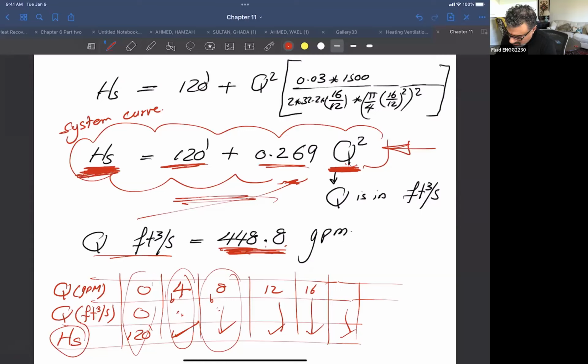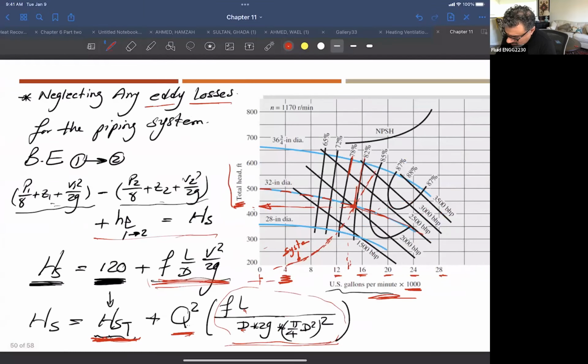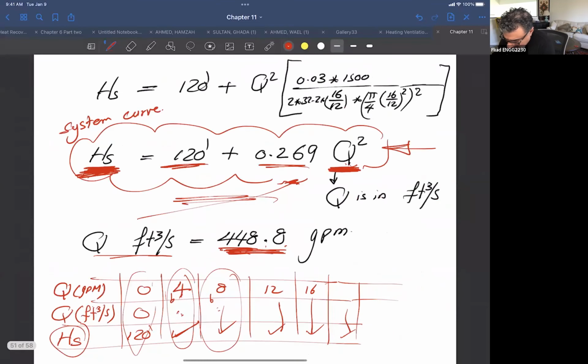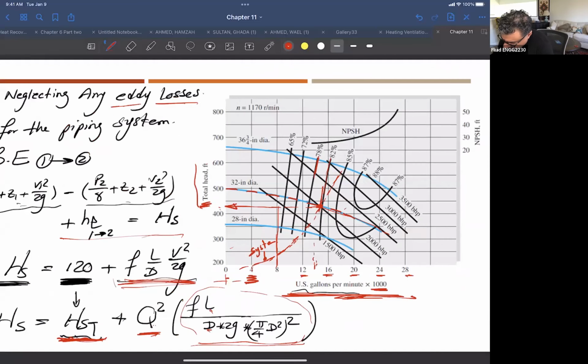Okay, so now for this chart, you only have gallons per minute. So if you want to get a point at 8 gallons per minute, how are you going to do this? You convert the 8 gallons per minute into feet squared per second, right? So you multiply by 4,480. Sorry, this is 8,000, right? This is 8,000.